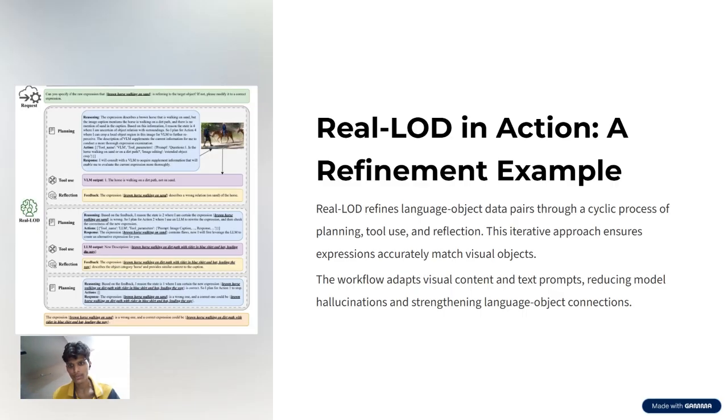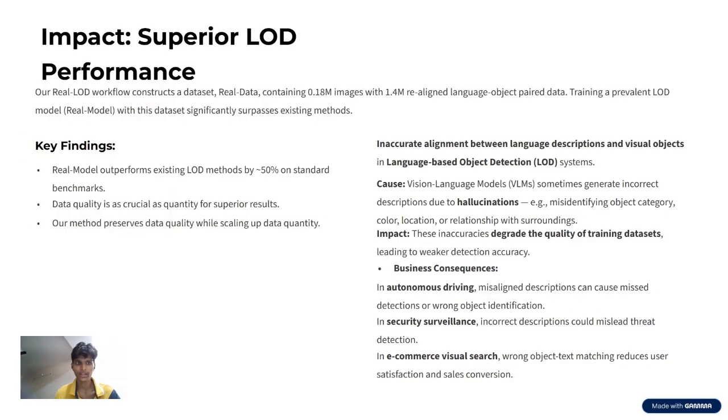Real-LOD refines language object data pairs through a cyclic process of planning, tools, and reflection. This iterative approach ensures expressions accurately match visual objects. The workflow adapts to visual content and text forms, reducing modal hallucinations and strengthening language object connections. Efficient impact, superior performance. Our Real-LOD workflow constructs a dataset, Real-Data, containing 0.18 million images with 1.4 million Real-LOD language object paired data, training a prevalent LOD model. With this data it significantly surpasses the existing methods.